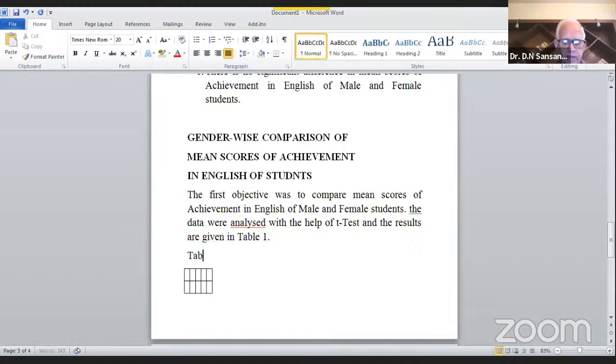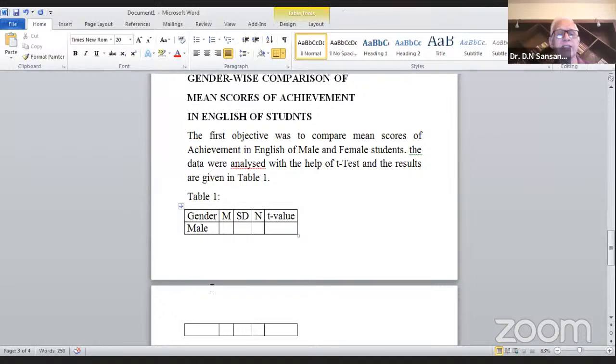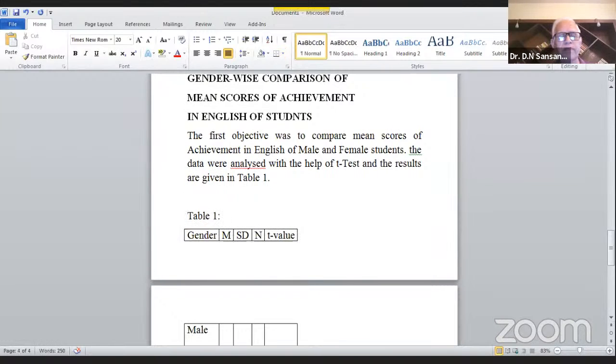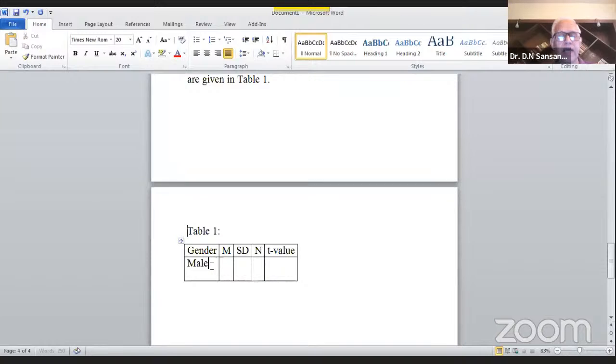Now here, this will be your table 1. I will write the heading. Now, here your variable is gender. Then you are writing the mean. Then you are giving standard deviation. Then you are giving n. And then you are giving t value. Okay. So your gender is, say, male. And your other is, let me take it on the next page. So one is male and another is, say, female.